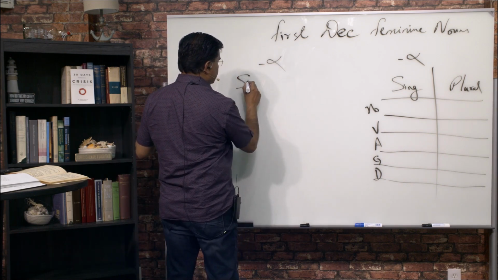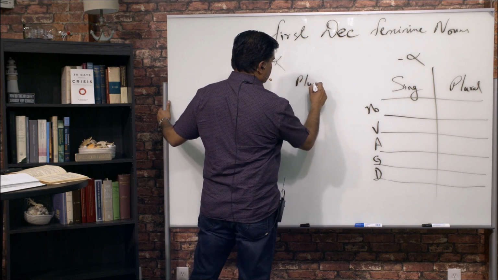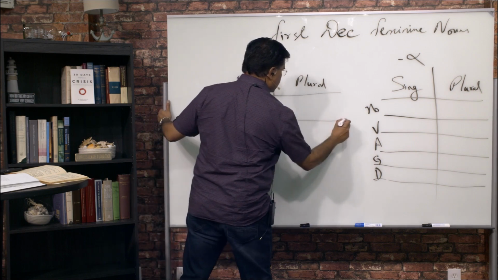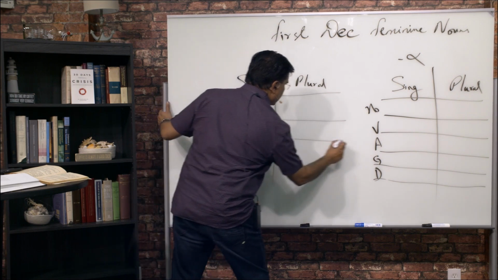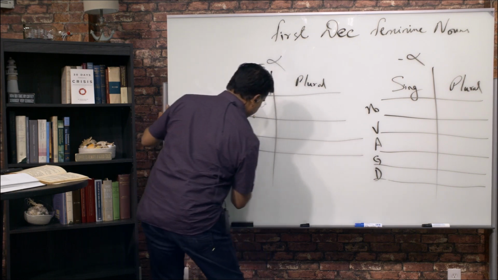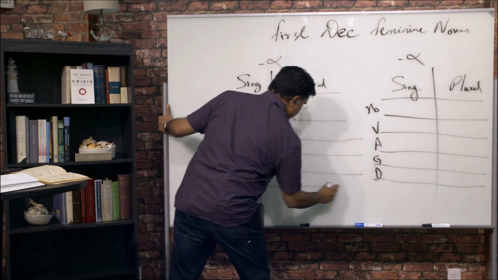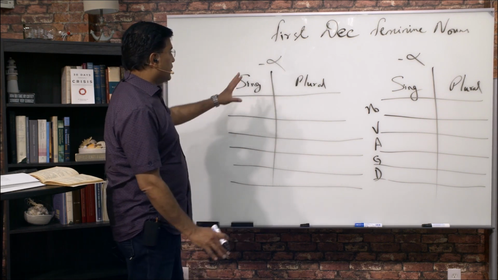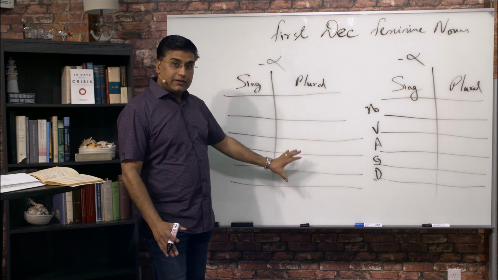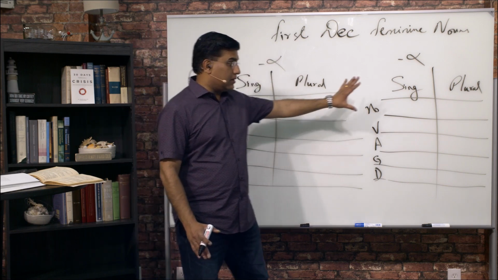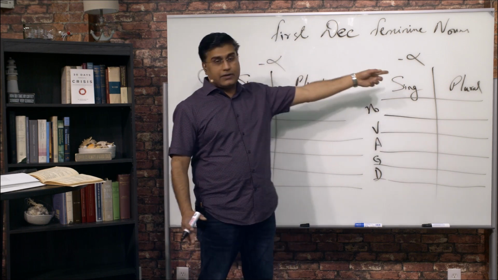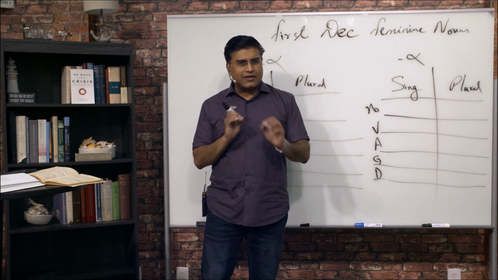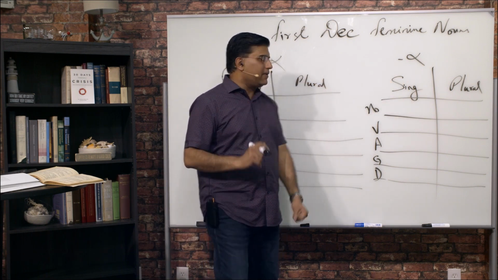So let's draw out our table again. Singular, plural, nominative, vocative, accusative, genitive, and dative. So let's begin. First, we're going to put one kind of endings here, and then another kind right here. Again, they're both alpha endings under the same first declension feminine nouns, and yet there's a slight difference, and we'll see why. Okay? So here we go.